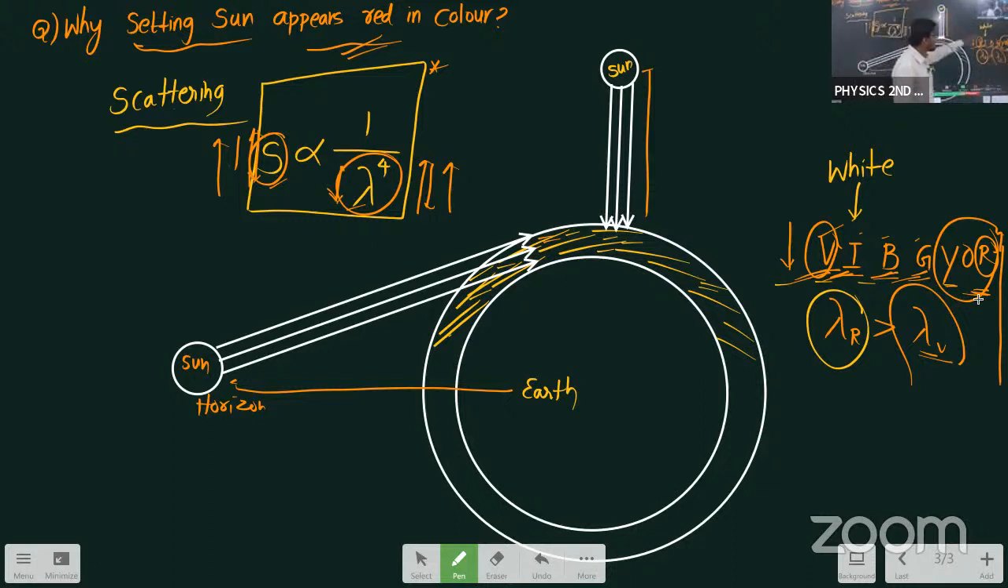Blue color light has very less wavelength when compared to green, yellow, orange, and red, due to which it will have more scattering, and we won't be able to see that blue color, because before reaching the surface of the earth, it will get scattered away. So this was another important question for your annual examination. Let us move on to the next question.